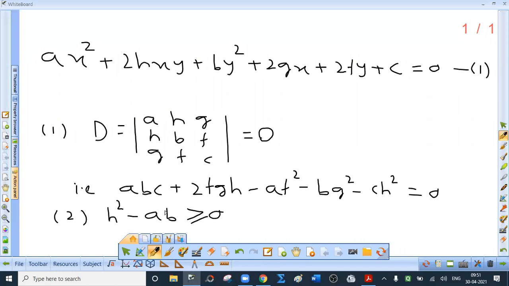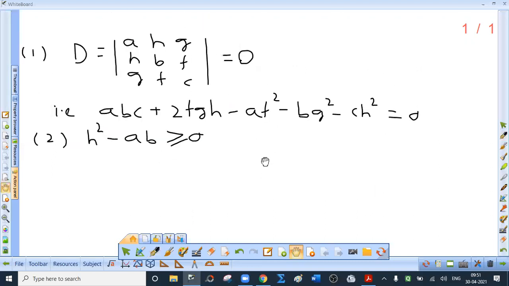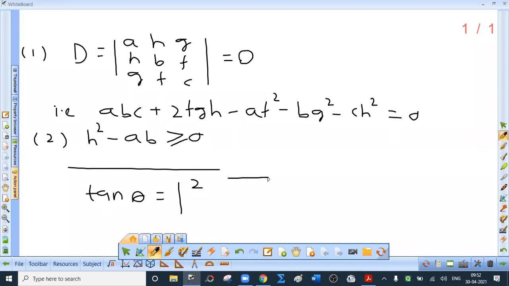pair of lines. Now, I think from this, you can conclude that as h square minus ab is greater than or equal to 0, the same formula is to be used to find the acute angle between the lines given by general equation. Yes, same formula. Let me explain that. First, I will write the formula.